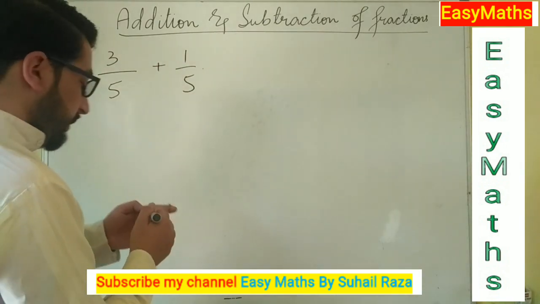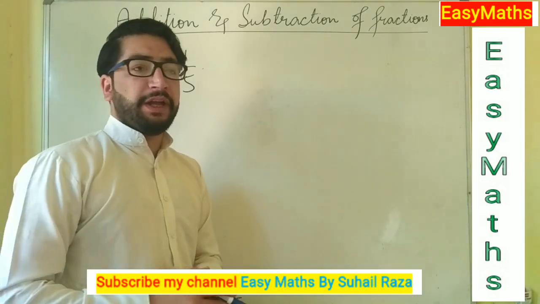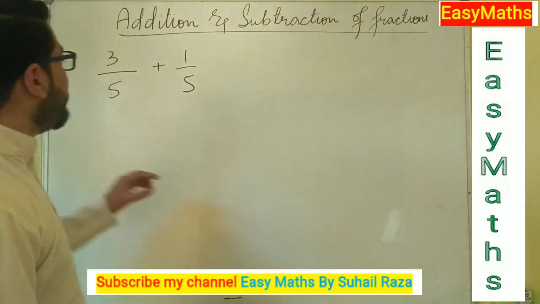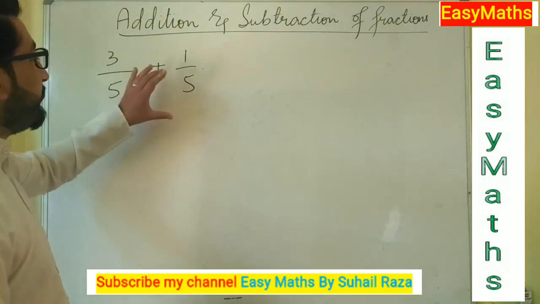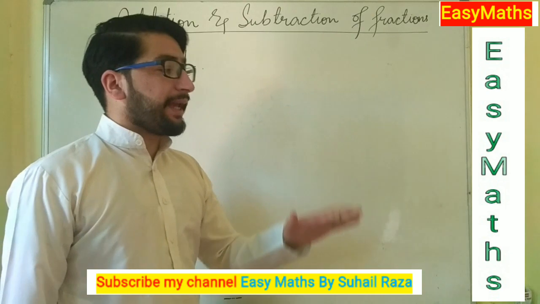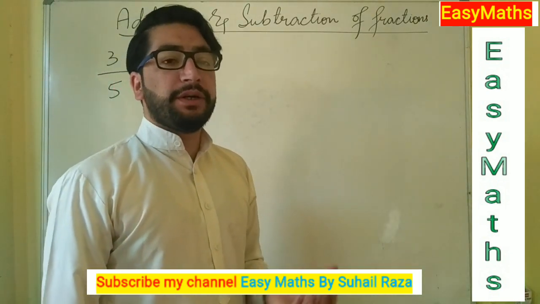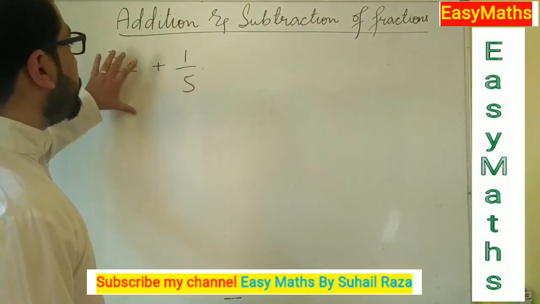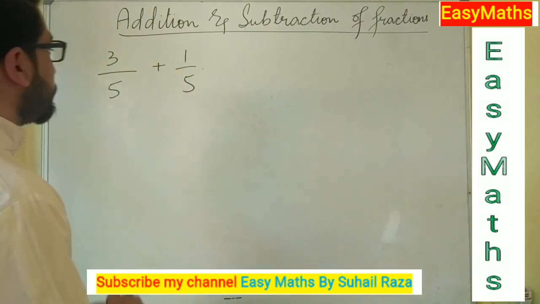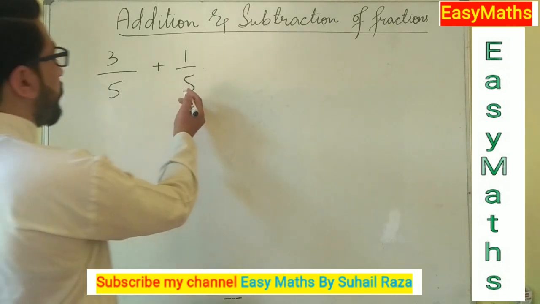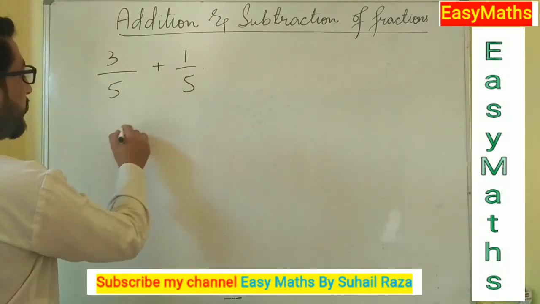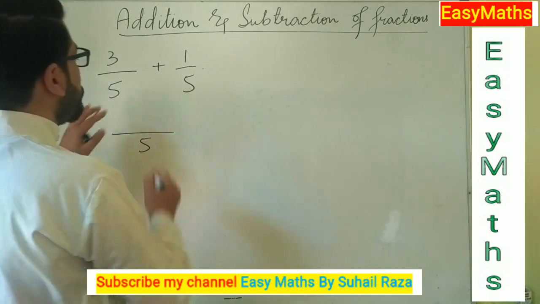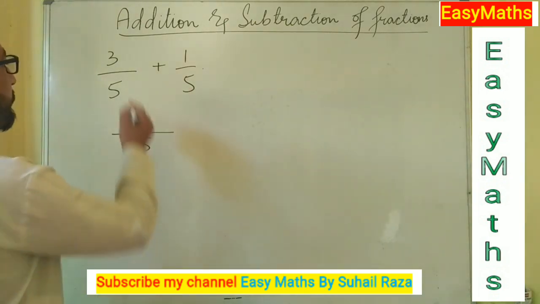So whenever we have to add fractions, there will be two cases. First case will be that denominators of the fractions will be same, and second case will be denominators of the fractions will not be same. So first of all, I am going to use denominators that are same. Whenever denominators of a fraction are same, what we have to do, we will write that denominator as it is. We don't have to do anything with this denominator.